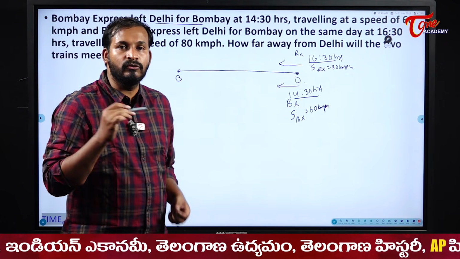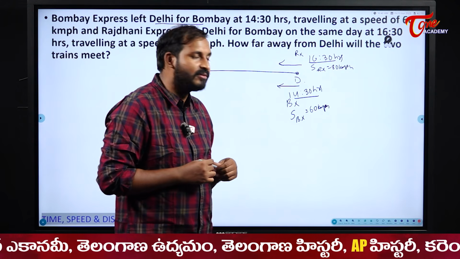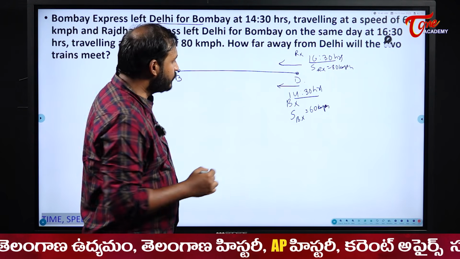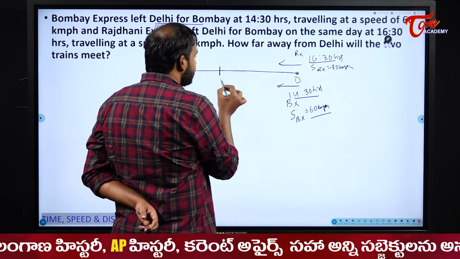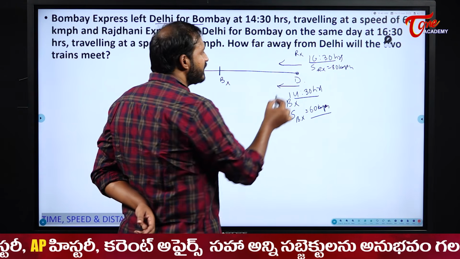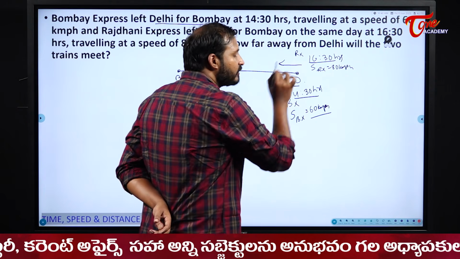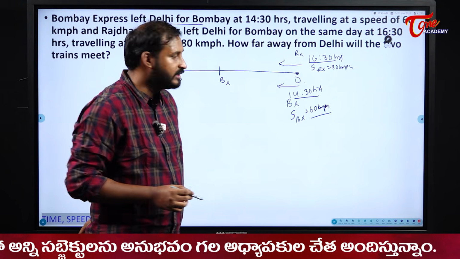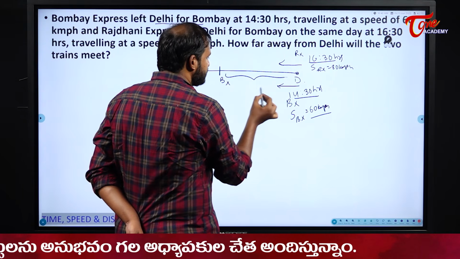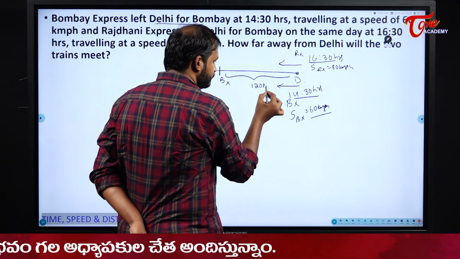In 2 hours, what is the distance covered by my Bombay Express? 120 kilometers. That means my Bombay Express will be here and my Rajdhani Express will be here at 4:30. At 4:30, somewhere here. That is the meaning, right? So now the distance between them is 120 kilometers. How, sir?